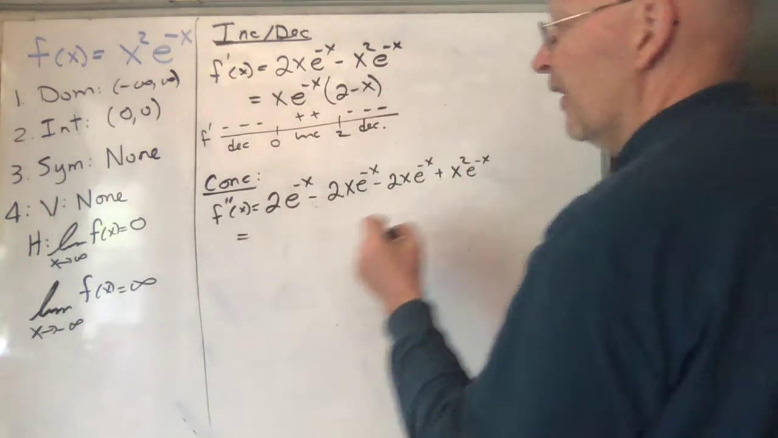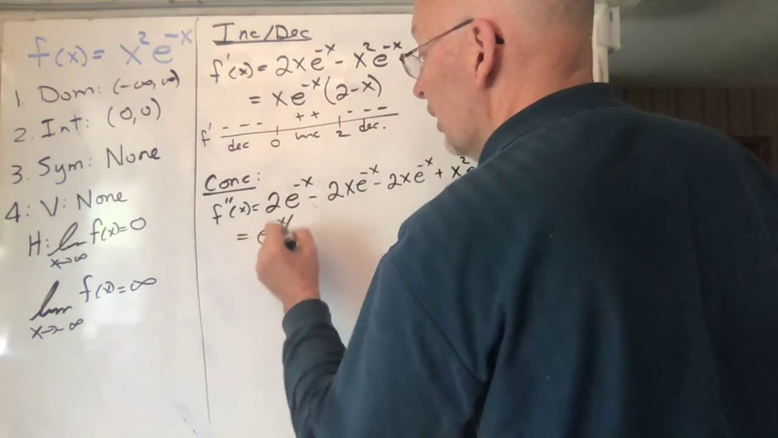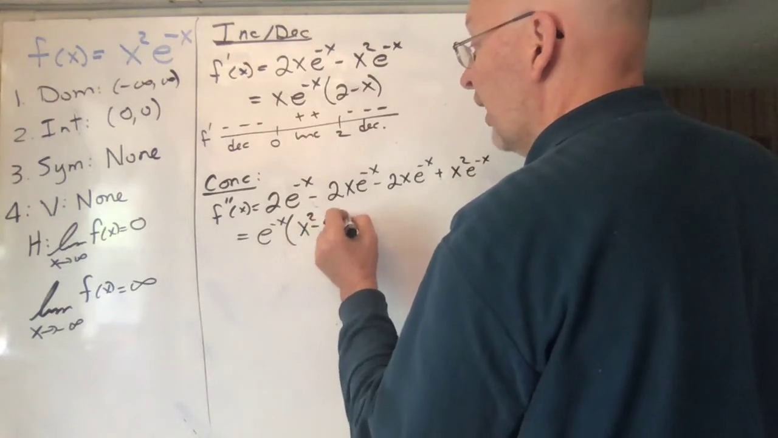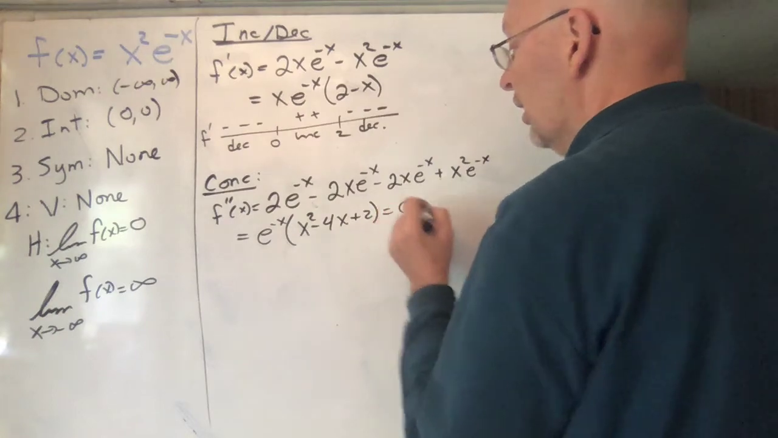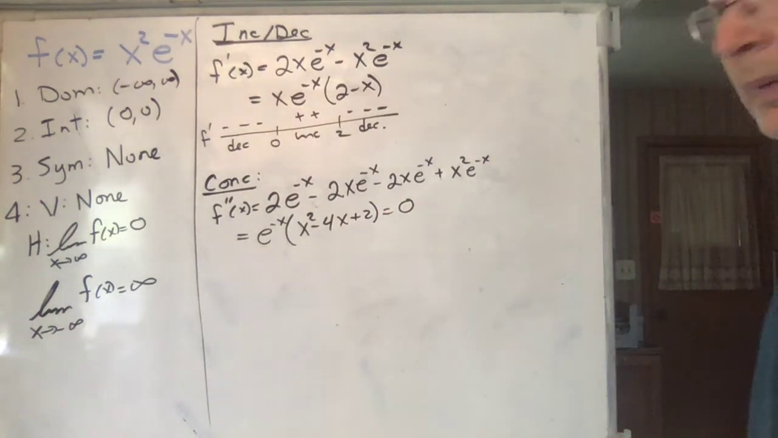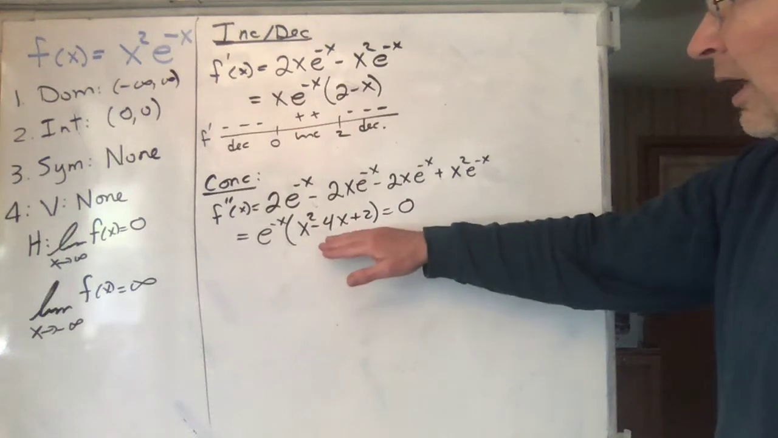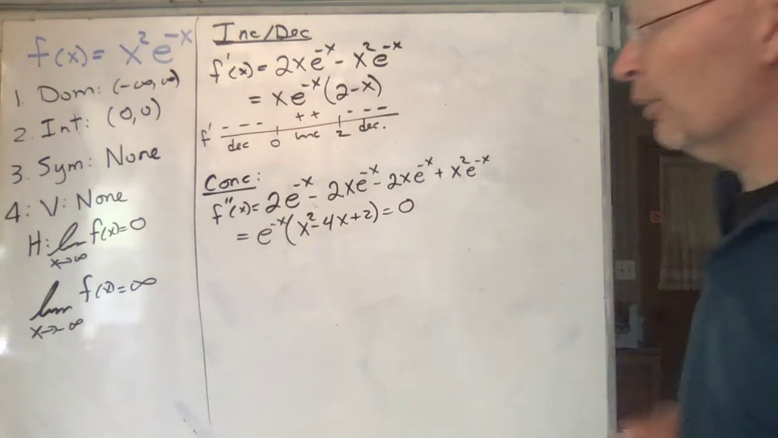So look at here, I can factor an e to the negative x out, and I'm left with x squared minus 4x plus 2 is equal to 0. So I want to know, when will that be 0? This will never be 0. I need to use the quadratic formula to find out when this will be 0.